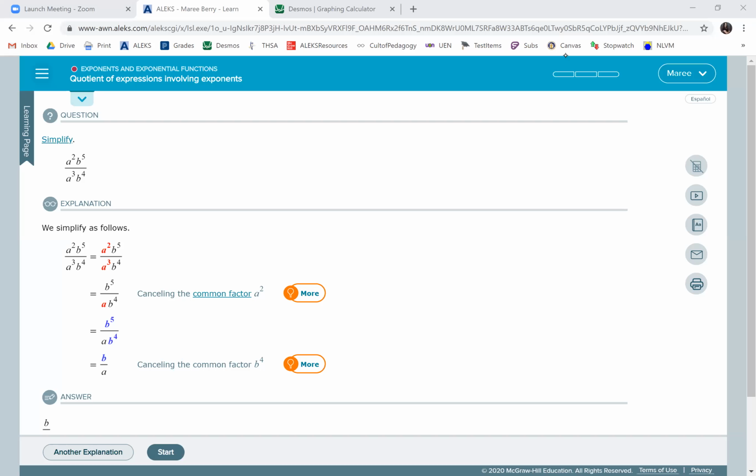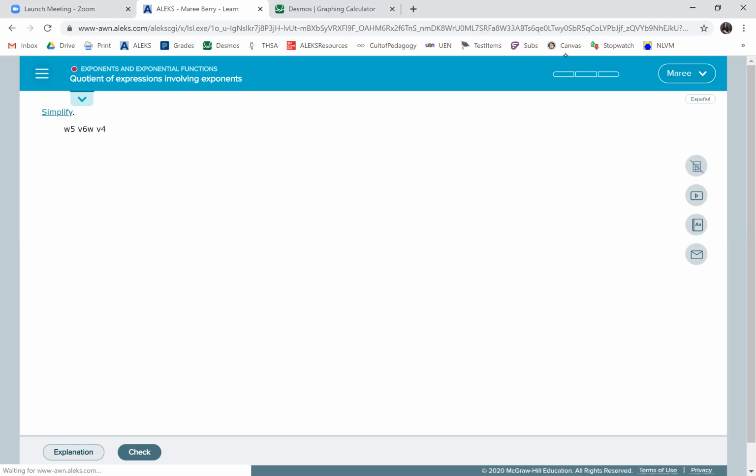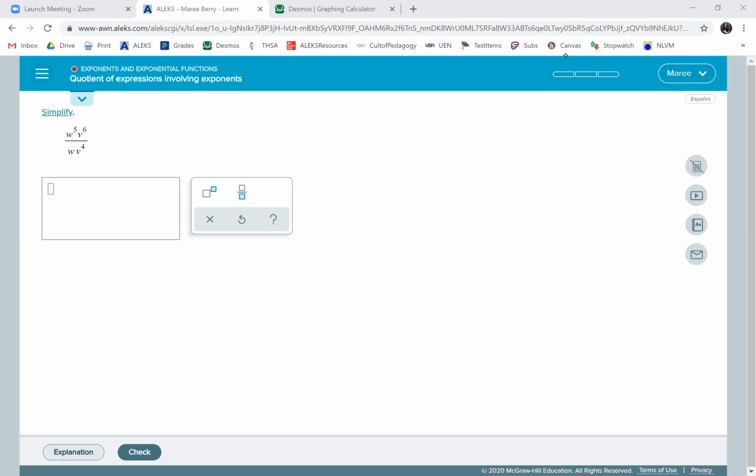So we're going to just try some examples here. So we have here w to the fifth times v to the sixth divided by w times v to the fourth. So we're going to subtract exponents. 5 minus 1 is 4, so we're going to have w to the fourth. But because the 5 is in the numerator, we're going to put w to the fourth up here. 5 is bigger than 1, so that's why it needs to go in the numerator.